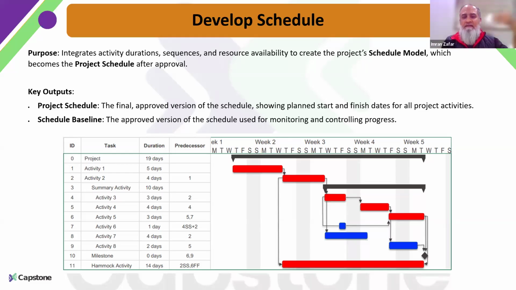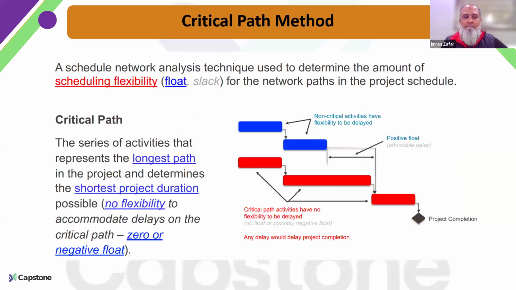Because at the time of need assessment and business case, everything is very high level. So you need to do some rough order estimation. There is no other workaround. Okay, so now we have the project schedule, and once it is approved, it becomes our schedule baseline, and then we need to follow it accordingly.